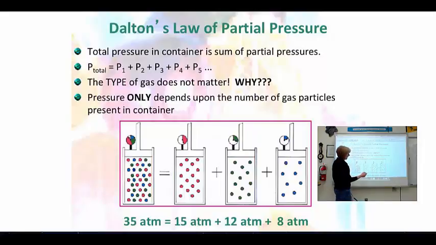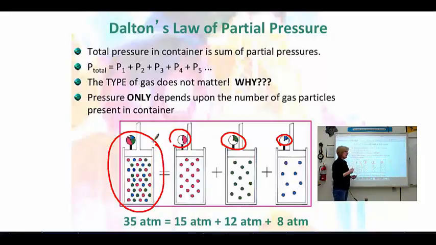In the example I show here, I have a blue gas, and you can see there are not many gas particles present. It doesn't have a very large pressure. The green gas has more gas particles present. It has a little bit higher pressure. The red gas has the most particles. The pressure is the highest. If I put them all into the same size container, the pressures are additive. The total pressure is equal to the pressures of each individual gas added up.